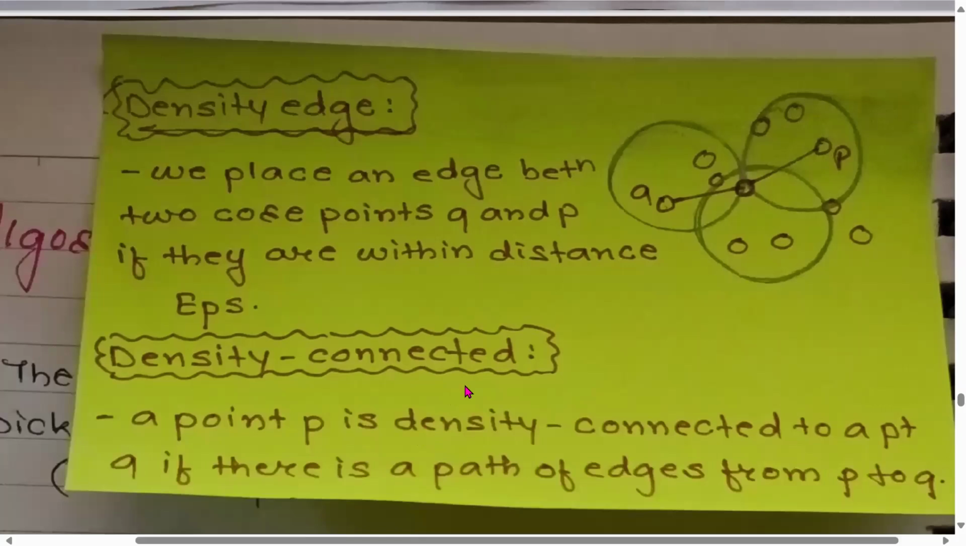Density connected. A point P is density connected to a point Q if there is a path of edges from P to Q.